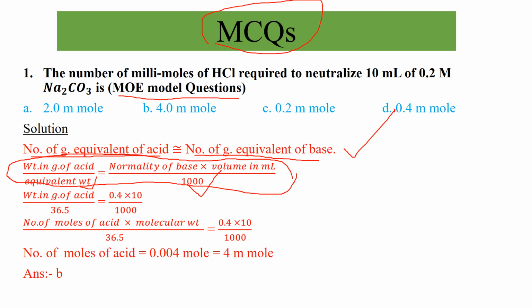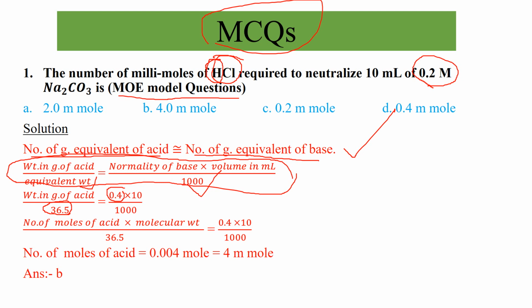Weight in gram of acid divided by 36.5. 36.5 is the equivalent weight of HCl. What is the equivalent weight of HCl? Molecular weight by basicity, and molecular weight is 36.5. Basicity is 1 because only one hydrogen is present. So 36.5 is equal to 0.4 into 10 by 1000. Where is 0.4? Here it is 0.2, right? 0.2 molarity means 0.4 normality. We have to put normality here, right? How? 0.2 molarity is equal to 0.4 normality.